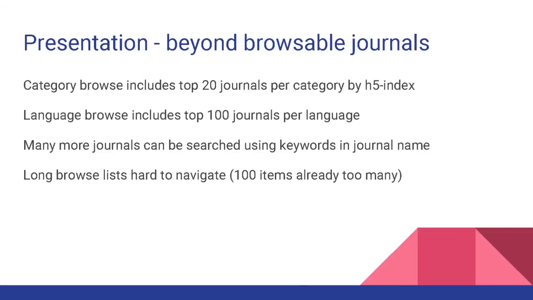And then what about the journals that are not listed in the browse category? Each category browse or language browse includes either the top 20 or the top 100 journals. There are many, many more journals. Basically, everything that's included in the Cybermetrics collection can be searched using keywords. The question that I get many times is, why don't you have more? Long browse lists are really hard to navigate. And in some sense, ranking something between 200 and 201, the differences aren't all that significant. The significant point there is what is the group of successful papers and what is the group of authors, the community that I will be joining.